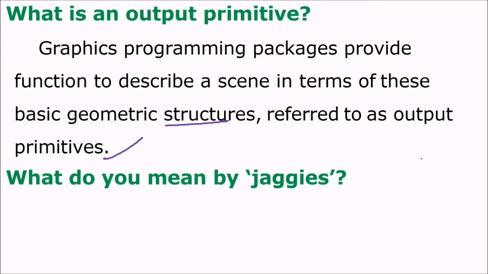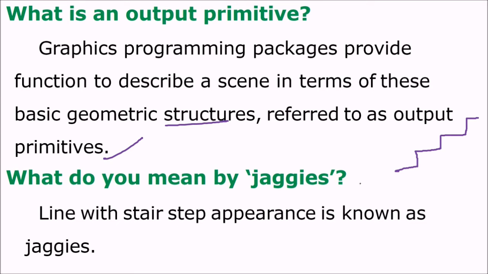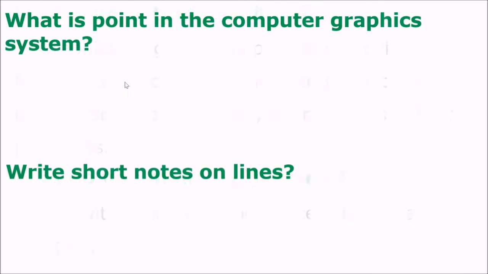What do you mean by jaggies? Stair-shaped effect. A line with stair-step appearance is known as jaggies. And what is the reason for this? If the sampling is not done properly, if undersampling or oversampling is done, jaggies will appear in the result.